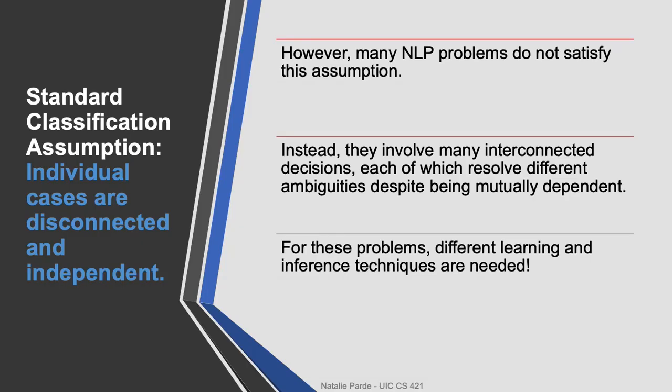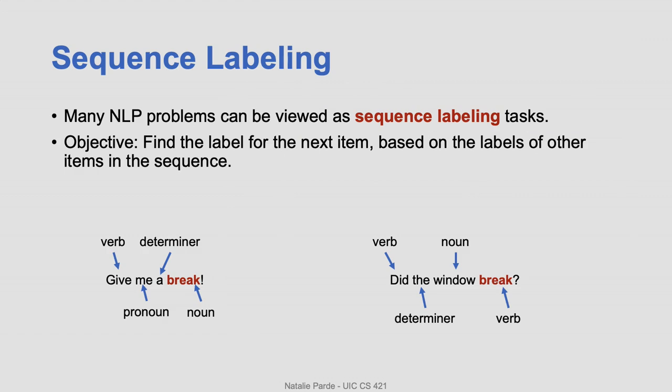However, this assumption that each individual decision is independent of all of the other decisions that need to be made doesn't really hold in a lot of NLP problems. Often, NLP problems instead involve a bunch of interconnected decisions. So to solve them, we need to make use of different learning and inference techniques. Sequence labeling is one of these strategies.